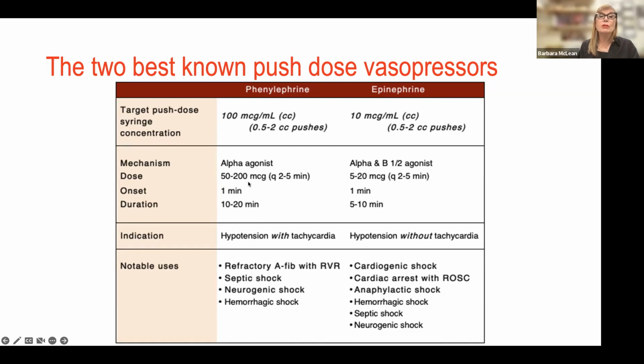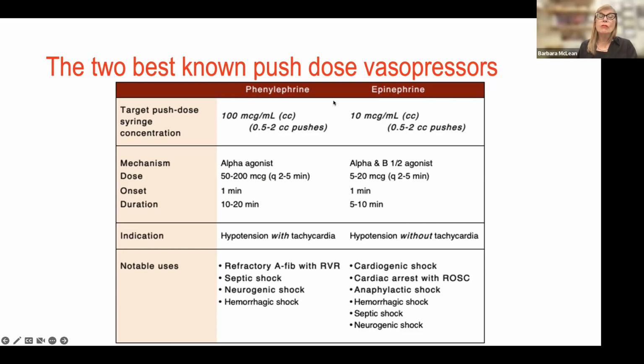We can give 50 to 200 mics of Neo, 50 to 20 mics of epinephrine, and you can give a dose every 2 to 5 minutes. And the onset of action is 1 minute. Neosynephrine lasts just a tad bit longer, about twice as long actually as epinephrine. Really, really short term.